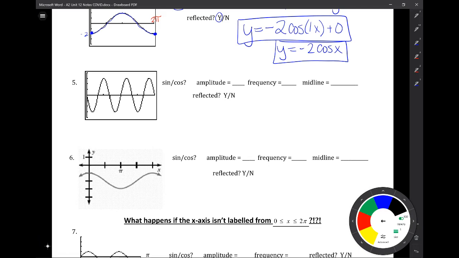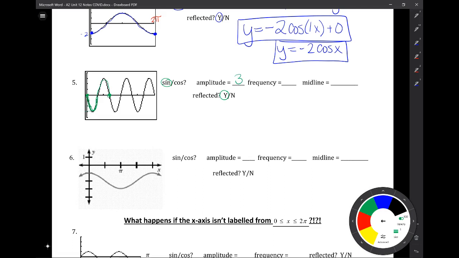Sine or cosine? That's always your first question. So does it start on the midline or does it start above or below it? This one starts, and I know it's a little pixelated, but it starts right there on the midline. One full cycle stops right there. So this is a sine curve, but notice it goes under first, so that means it's reflected. And it goes to 1, 2, 3, so my amplitude is 3.